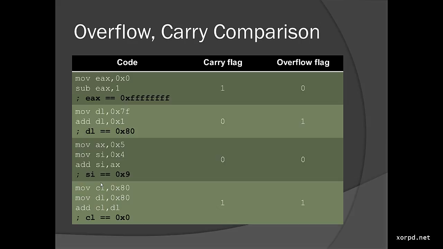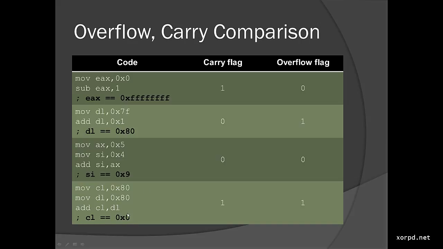Good. So the result in CL, which is mostly expected, is 0. Why is that? Because 80 plus 80 is going to be 100 in base 16. You can even do this calculation on a paper. It equals 100. However, only the 8 lower bits are allowed inside CL. Therefore, CL is only going to contain 0.